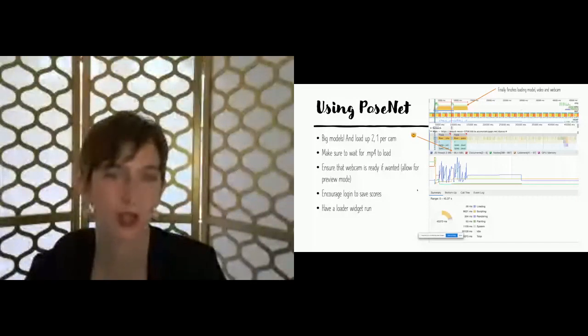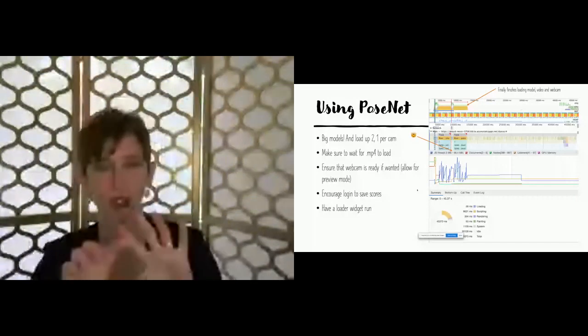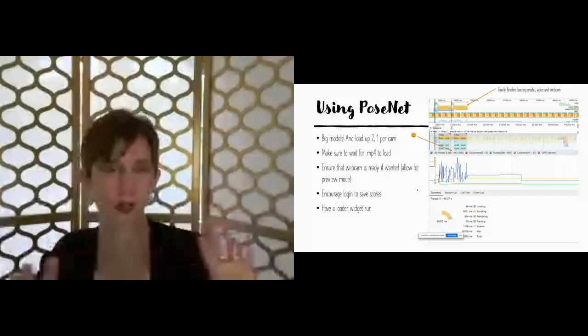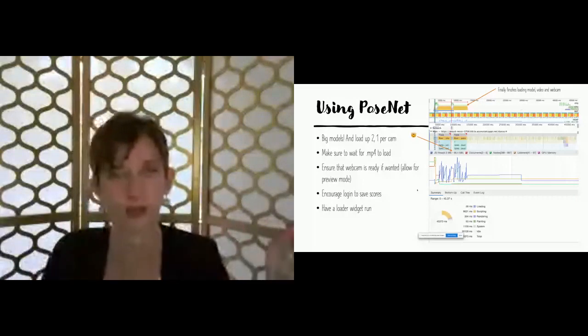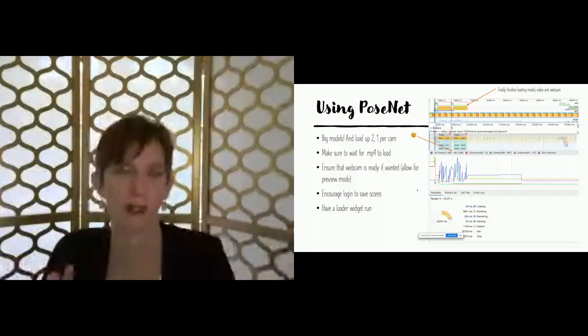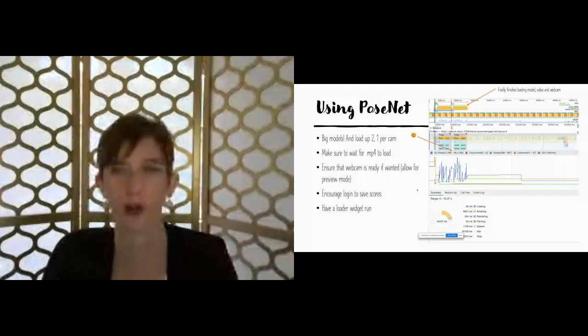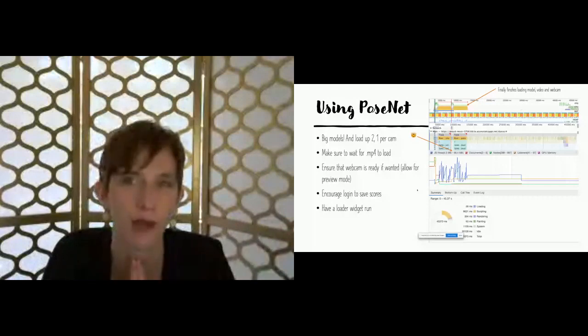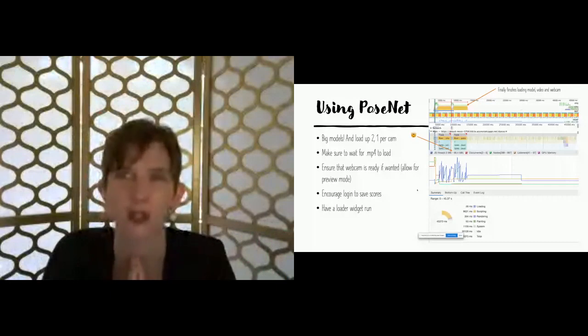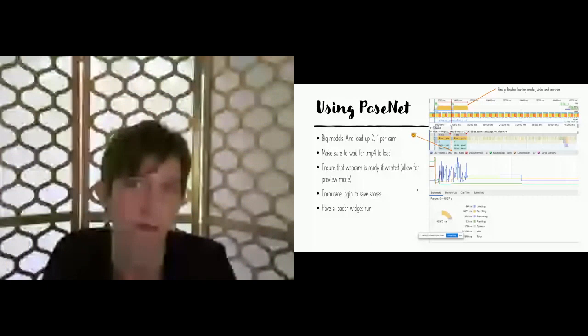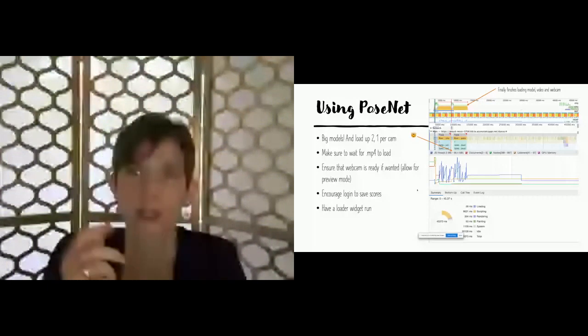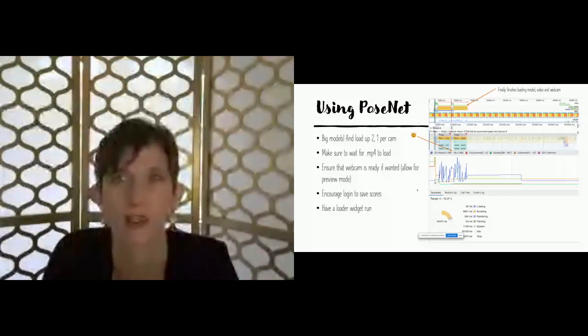I also wanted to encourage a login to save scores. So I created a little widget at the top, encouraging folks to go ahead and log in so their scores are saved, but not make that mandatory, of course. And then I needed to have a loader widget running, because these things take so long to load up. I counted about 10 seconds on slower Wi-Fi to get moving, and it says 10,000 milliseconds. It's quite a lot to load when everything gets moving.